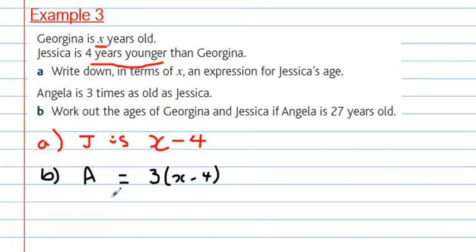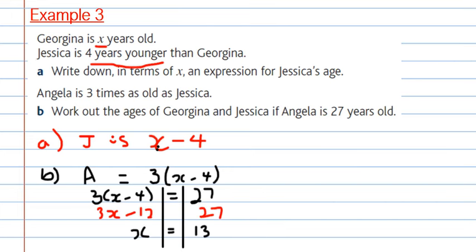So we're going to solve for X here. So we equate this to 27. So we're forming that equation right there. So we have solved the equation to get the value of X. And don't forget that Georgina is X years old, and we're looking for Georgina's age and Jessica's age.